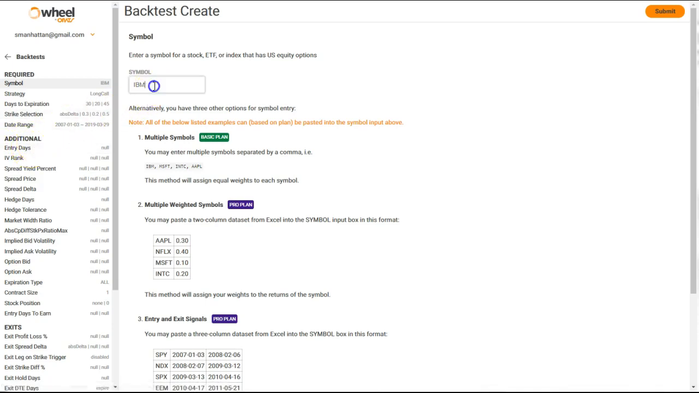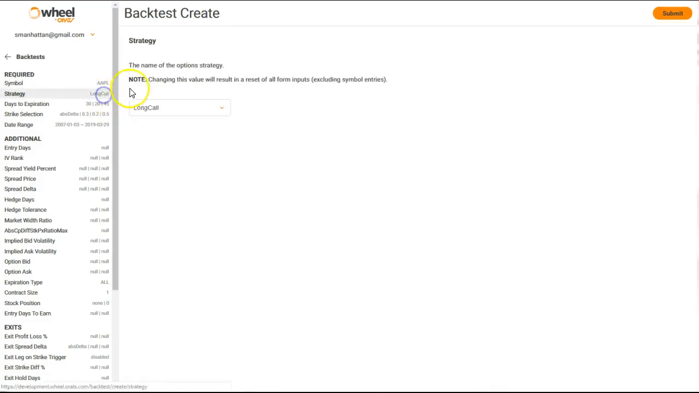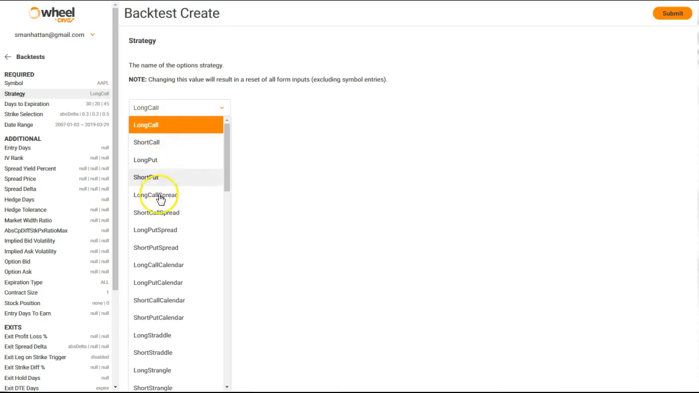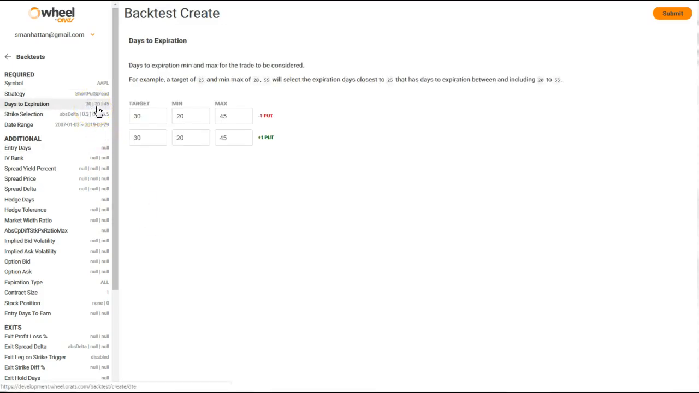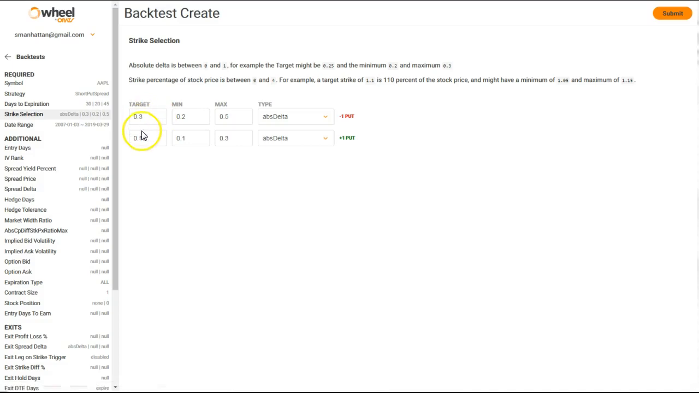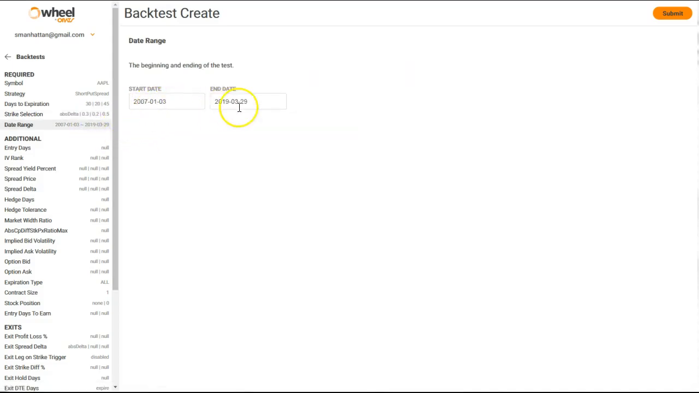So let's set up a trade. Let's do Apple, and let's do a short put spread. Days to expiration we'll leave here, but you can see the short put and long put. Short put at a 30 delta, long put at a 15 delta. And the date range is the entire date range that's there by default.